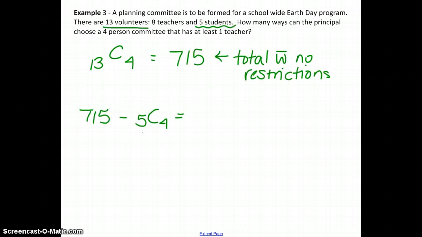So 5C4: 5 is the total number of students, and we're choosing 4 of them. Now in this case, this would be all the teams that had no teachers. So we need to subtract no teachers from our total to give us at least one teacher. And this would give us 710 options.